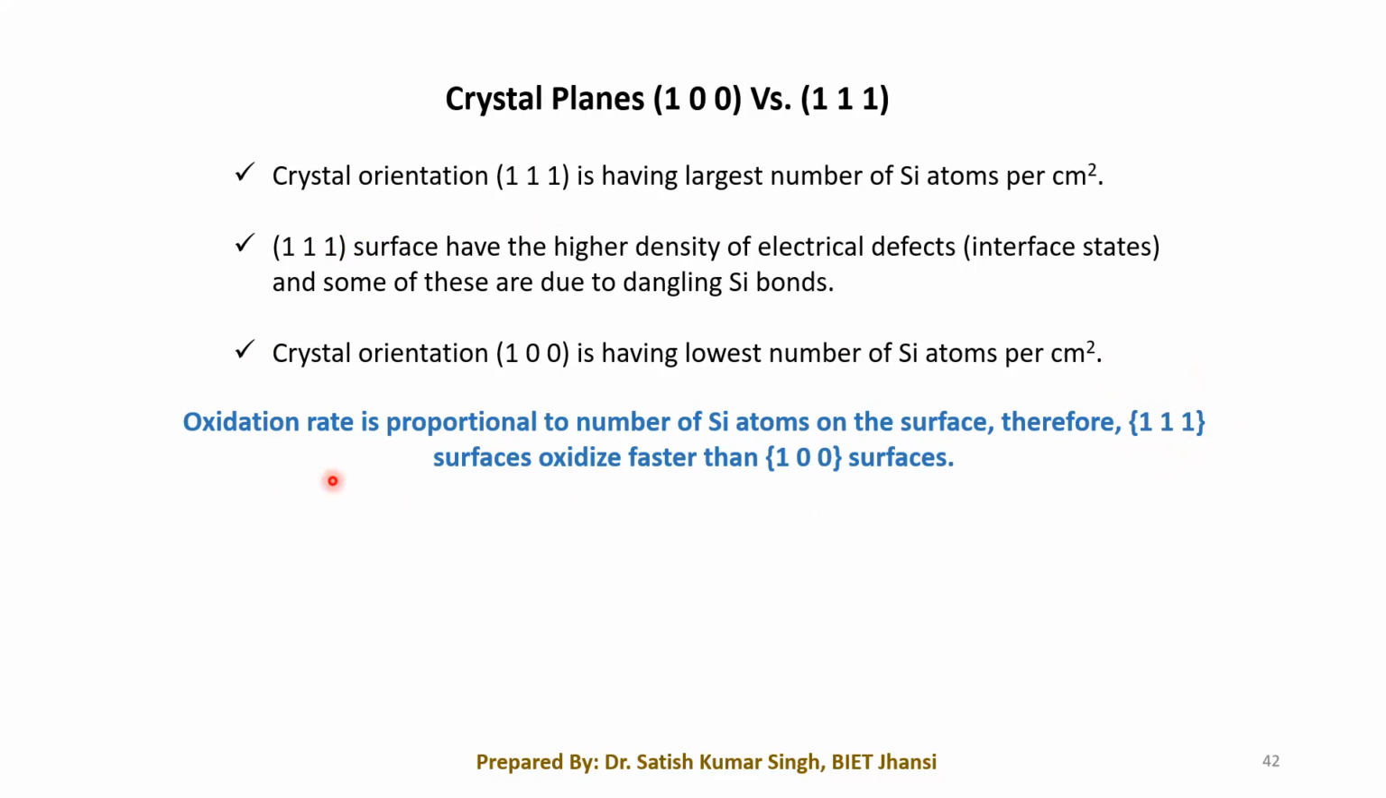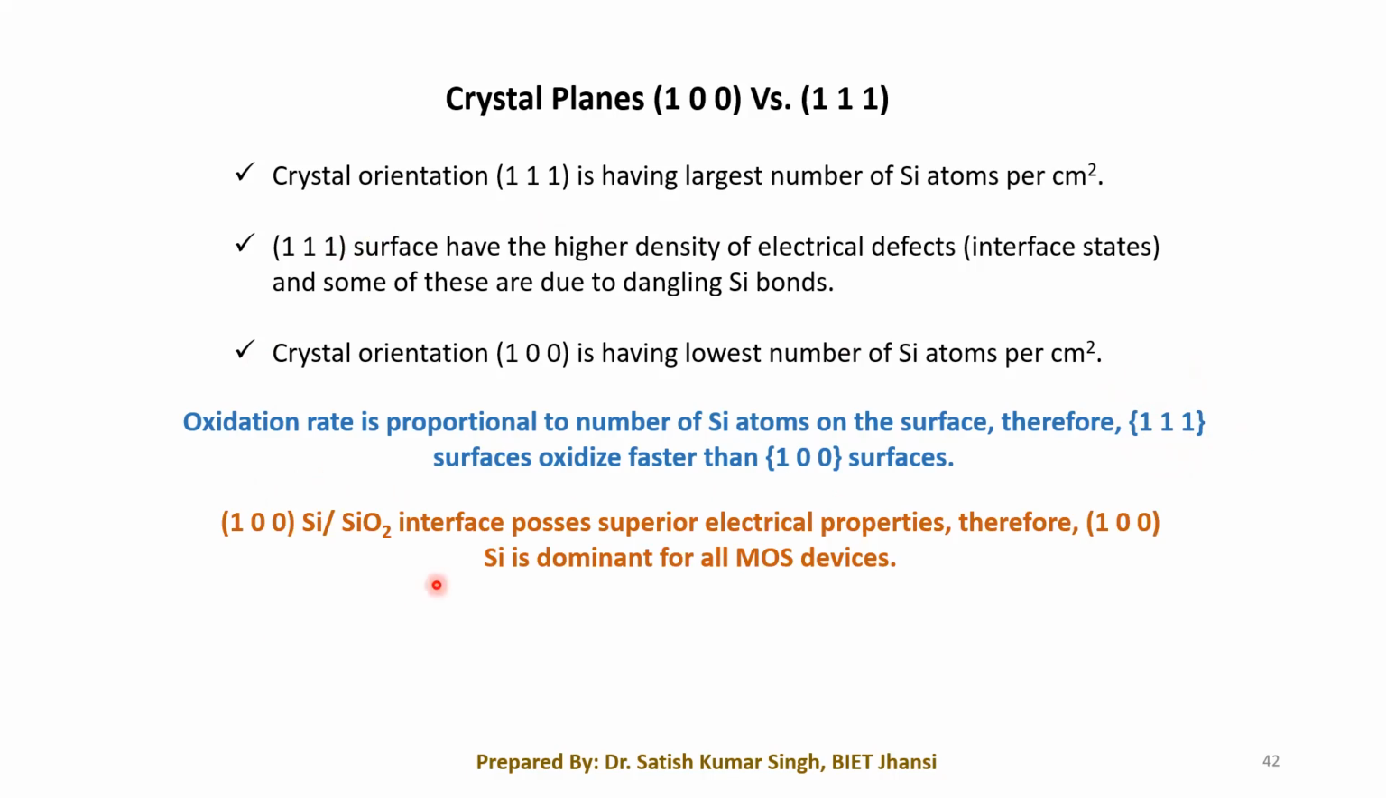Now next we have to think again. One more thing: the 100 silicon and SiO2 interface possesses very superior electrical properties. That is one thing we have to remember. We will investigate these superior electrical properties later. But the one fact you have to remember is that if we choose the 100 silicon orientation, then this particular surface and the SiO2 interface will have very excellent electrical properties.